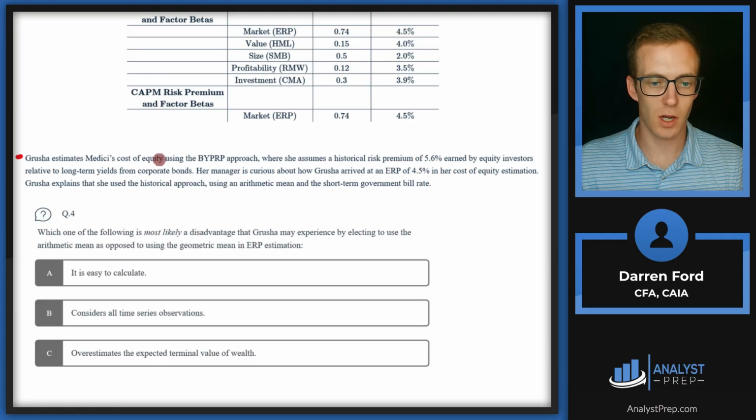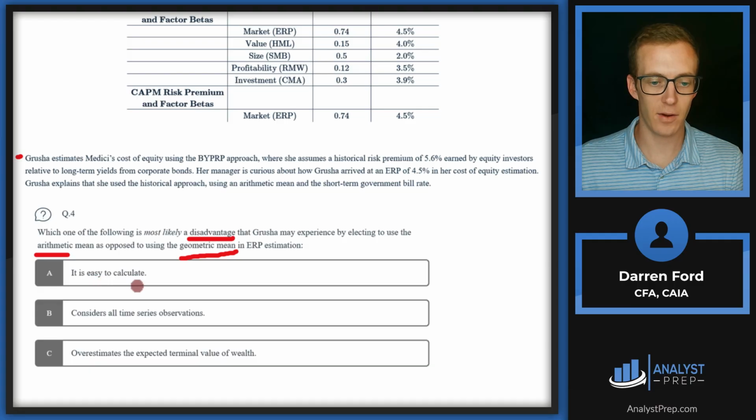Grusha estimates Medici's cost of equity using the BYPRP approach, where she assumes a historical risk premium of 5.6% earned by equity investors relative to long-term yield from corporate bonds. Her manager is curious about how Grusha arrived at an ERP of 4.5% in her cost of equity estimation. Grusha explains that she used the traditional approach using an arithmetic mean and the short-term government bill rate. So, which of the following is a disadvantage of using arithmetic over geometric?